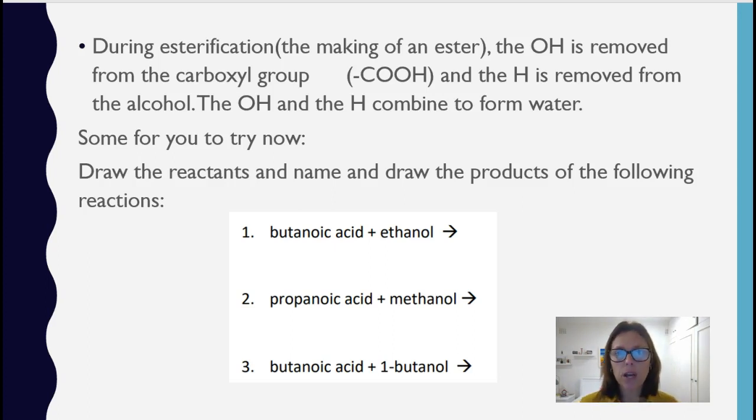Here are 3 that I want you to have a go at below. During esterification, what's happening is the making of an ester. Our OH is removed from the carboxyl group, the hydrogen is removed from the alcohol, and they combine to form water. And the product that we also get is an alcohol alkanoate. So let's have a go with one of these, for example, butanoic acid plus ethanol. What I want you to do is draw out the structural formula of butanoic acid, draw out the structural formula of ethanol, and have a go at doing the product. We'll come back and we'll see how you go.